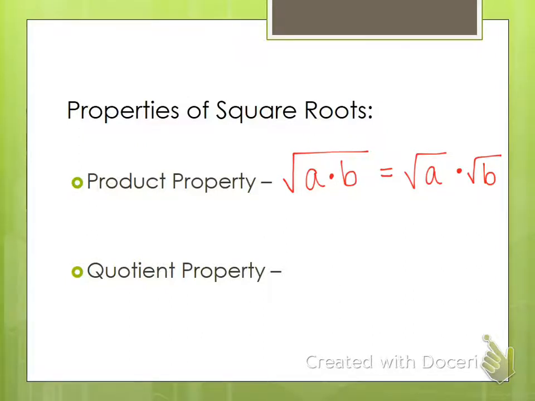Quotient property is a similar idea. We're taking the square root of c divided by d. That's the same as taking the square root of c and dividing it by the square root of d. Of course, you could plug in any number, variable, term for a, b, c, and d that you want.